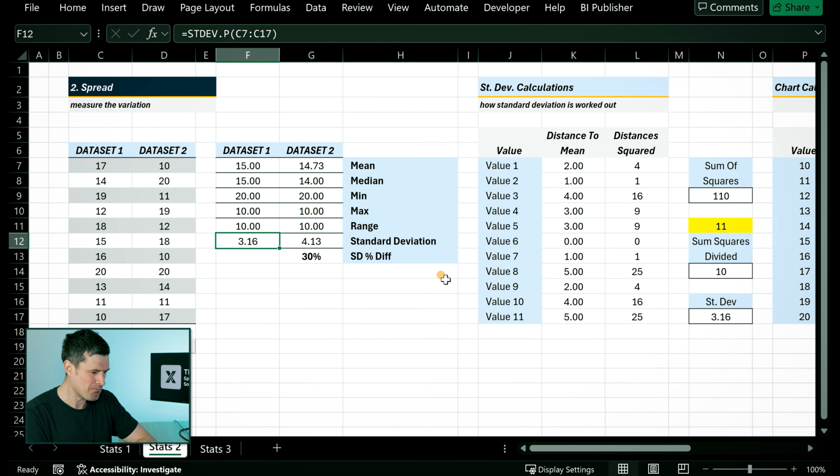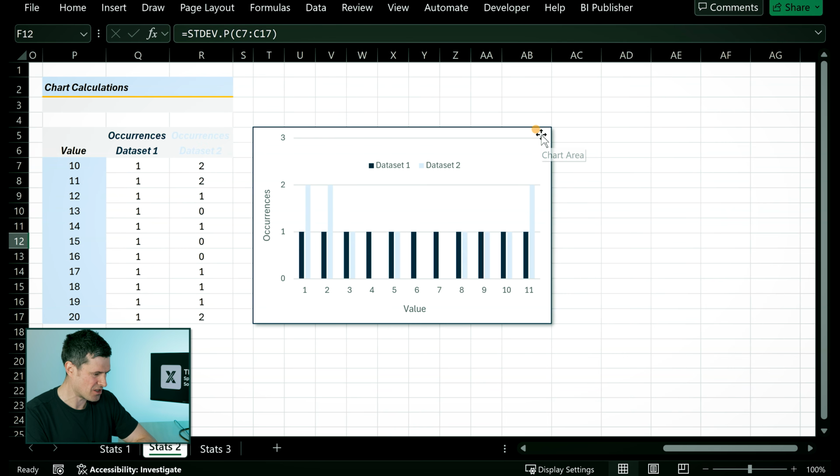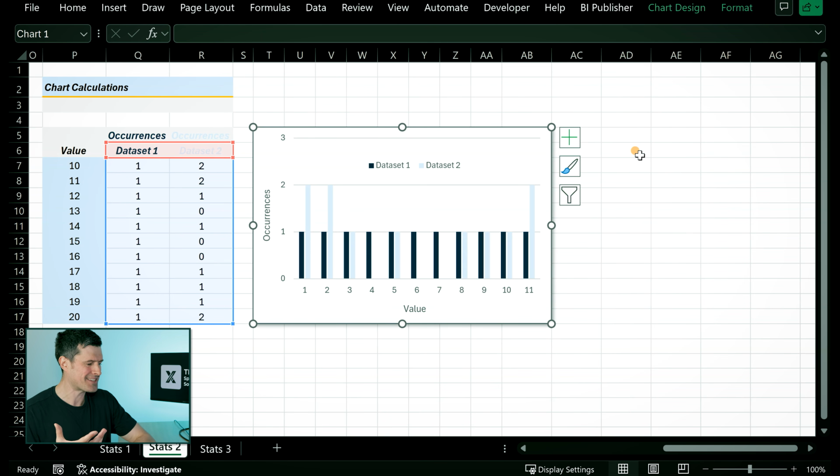And this becomes even more clear once you go ahead and look at our visualization. Look how different these two data sets are. You can see the spread of the data. We never would have understood that if we'd stopped at step 1 with our midpoint analysis.